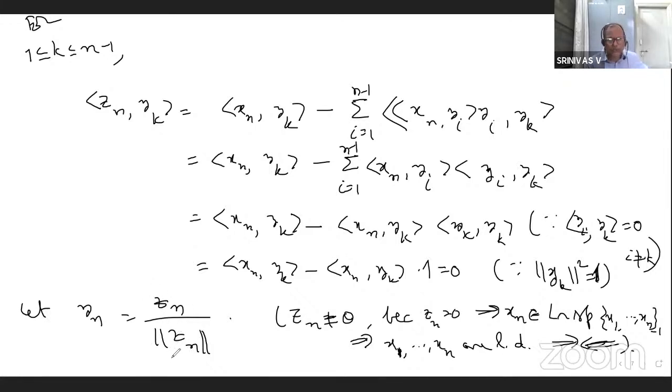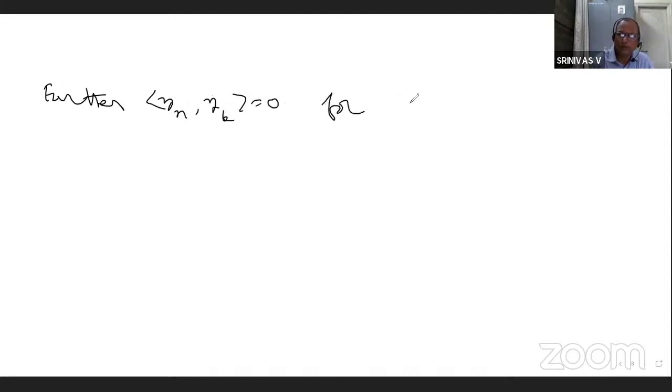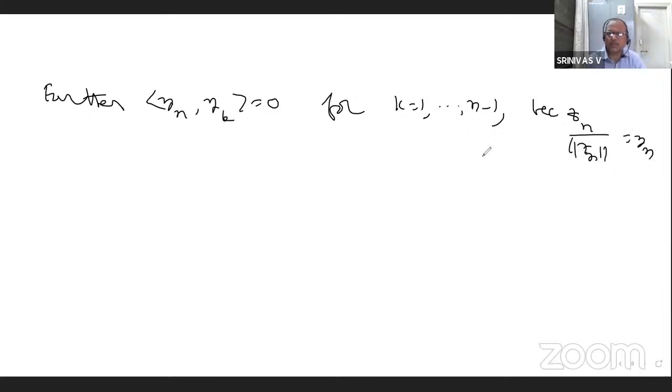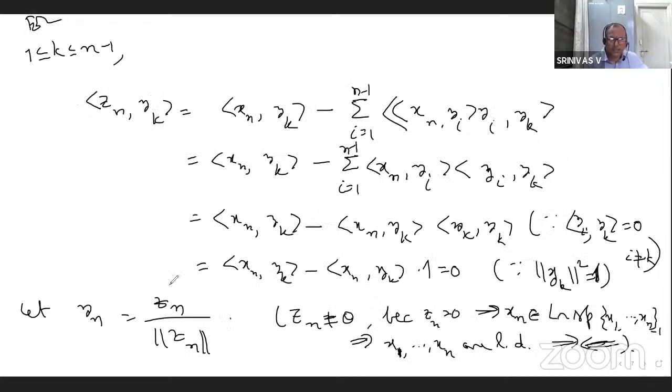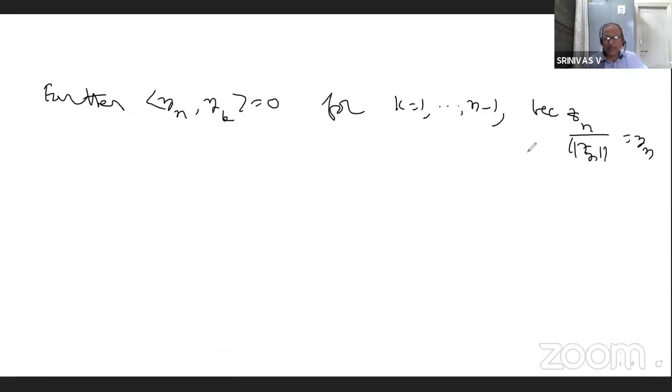You can divide Zn by a positive number, and the size of this is 1. Because Zn is orthogonal to yk, Yn also will be orthogonal to yk for all these cases. Okay. Further, Yn inner product yk will be 0 for k equal to 1 up to n minus 1, because Zn by norm Zn is Yn. Yn is a scalar times Zn, and Zn is orthogonal to yk. Therefore, Yn also will be orthogonal to yk.